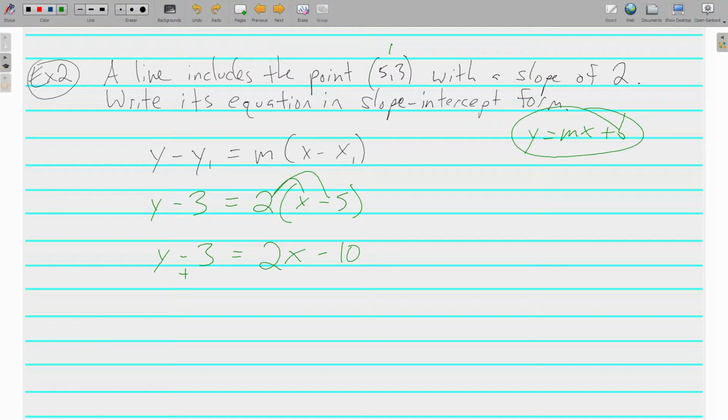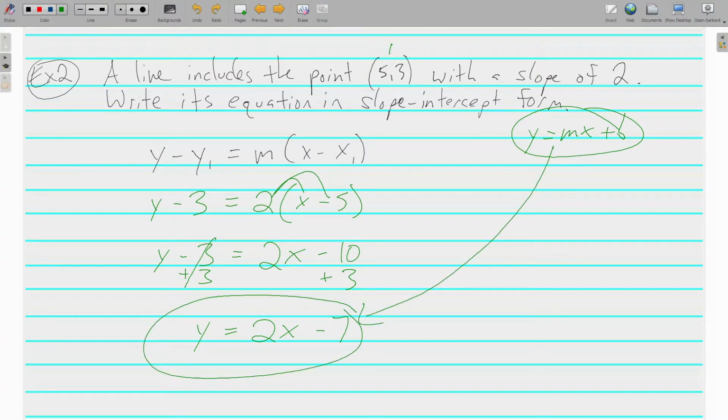I'm going to add 3 to get the y by itself. And remember, I can't add the 3 to the 2x. There's nothing happening with the x. It's still 2x. But I now have negative 10 plus 3 is negative 7. y equals mx plus b. Right there. That's our goal. Slope-intercept form. Real easy to graph when it's in slope-intercept form.